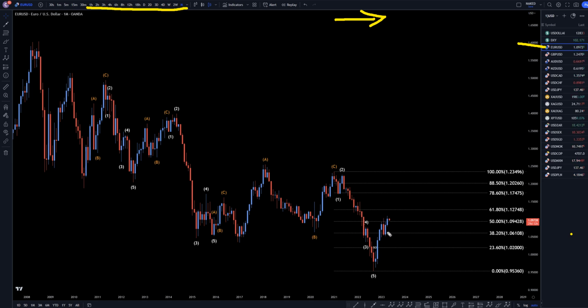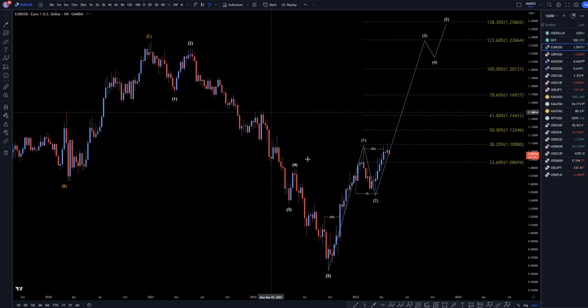So on the euro dollar monthly, I still think this is going to end up growing into a trend. Probably eventually end up looking like that. Probably be a 1, 2, 3, 4, 5 of A, or possibly a 1, 2, 3, 4, 5 of 1. Either scenario definitely doesn't matter to me because either way I'm going to be looking for longs on shorter time frames. So let's head down to the weekly time frame.